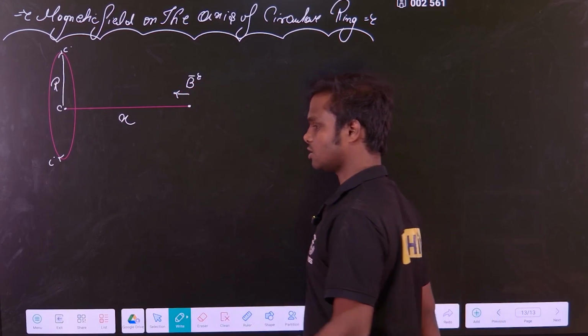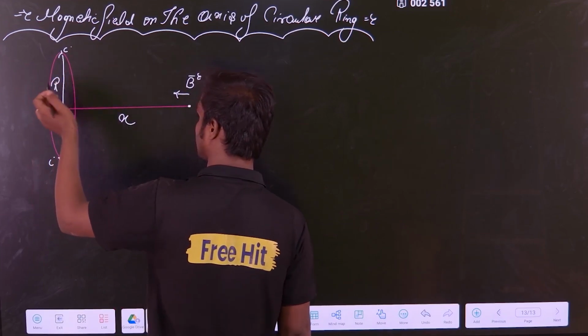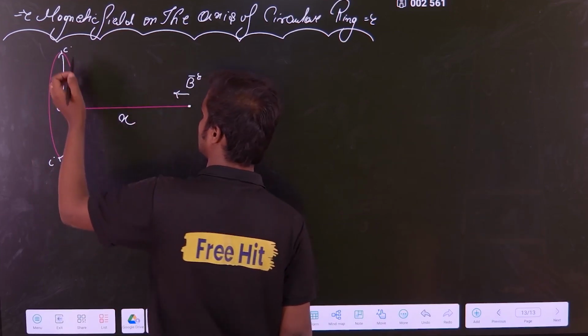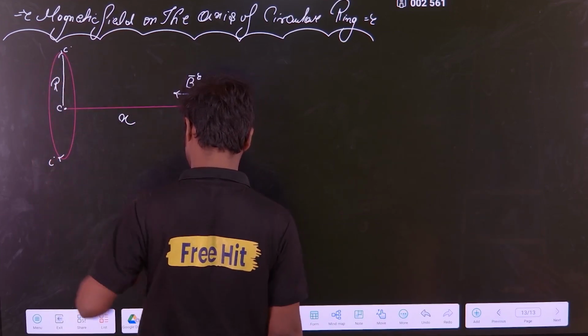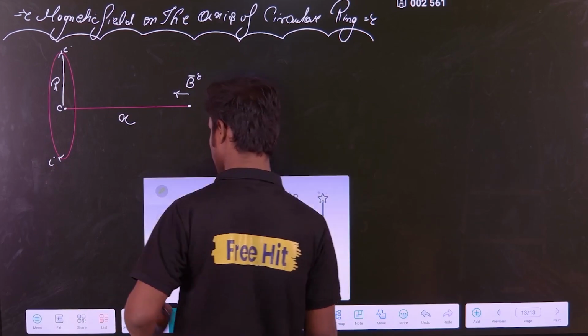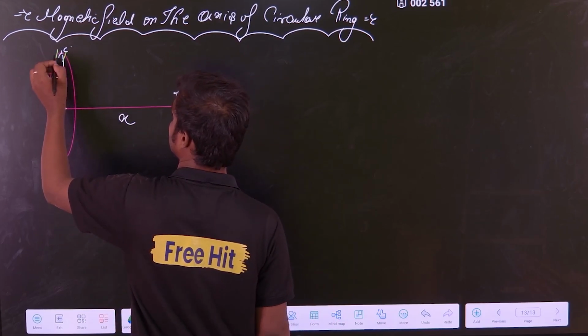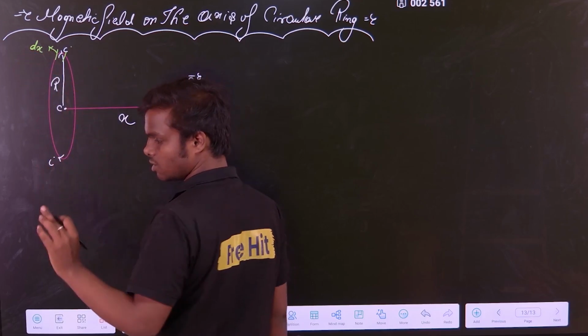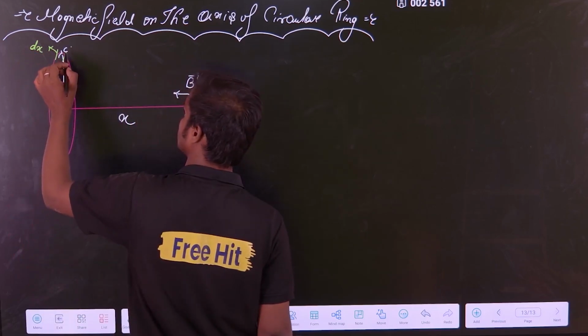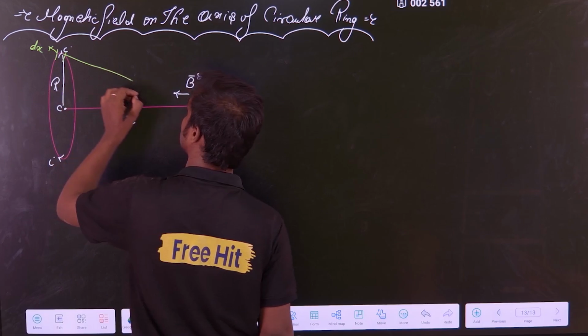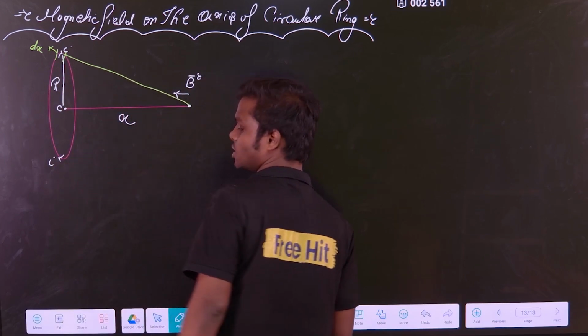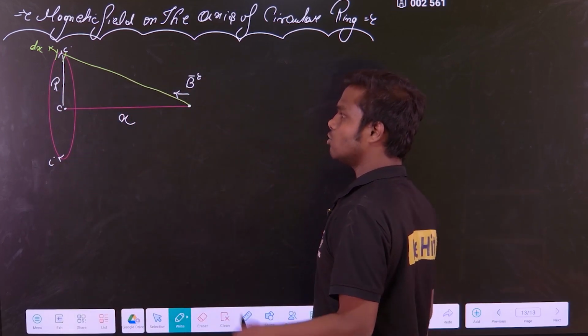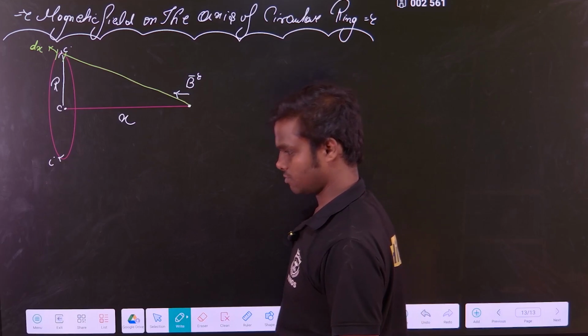How will I calculate? Simple approach. We know how to take the element in the ring, which we have discussed in electrostatics. If I take a very small element here having a length dx, correct? A small element having a length dx. So due to this, the magnetic field will be, what is the direction of the magnetic field? First you tell me, what is the direction of the magnetic field?